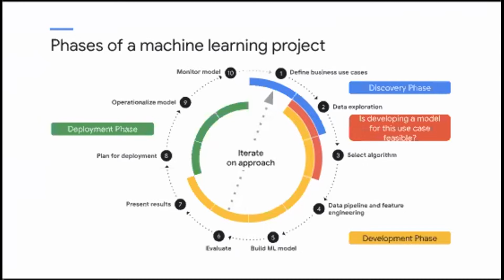Operationalizing and monitoring the model will allow for maintainability and avoid model decay, like just having the usability fall back. So that's what you have to do, and that's all in the deployment phase.